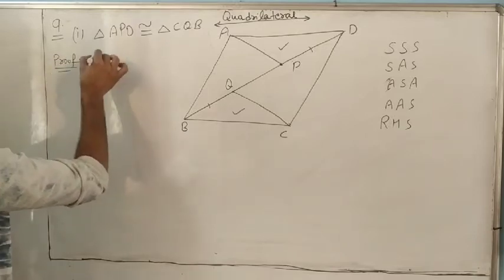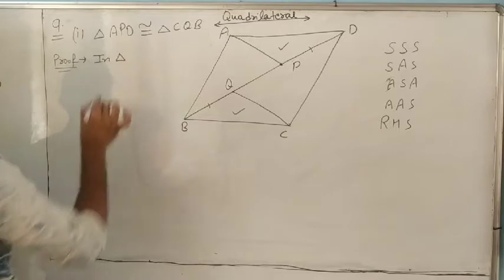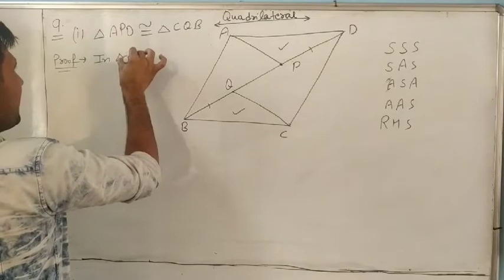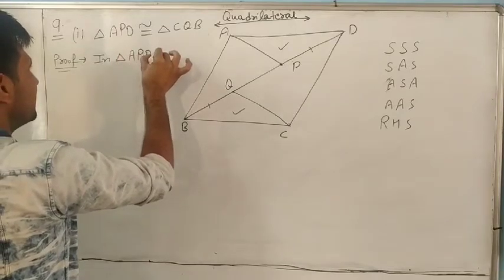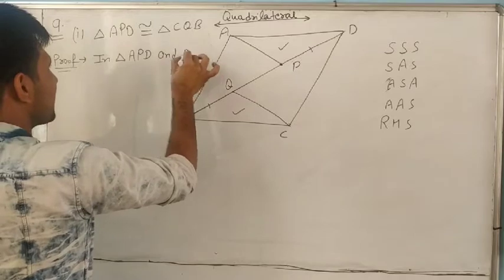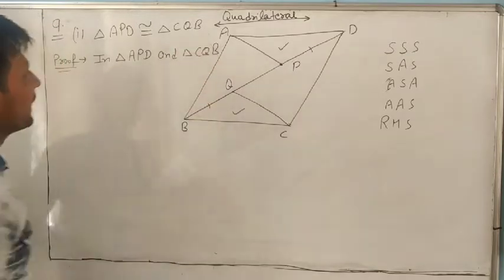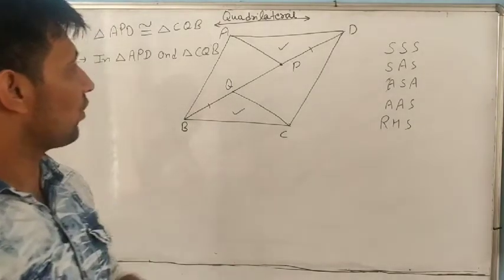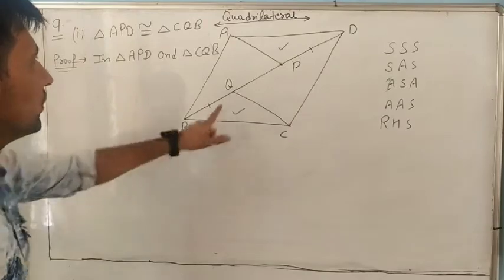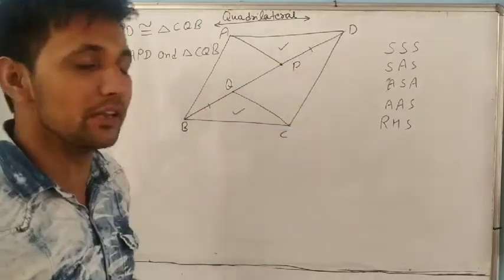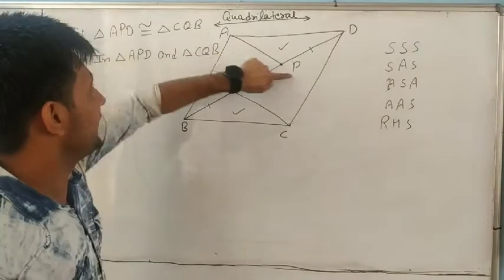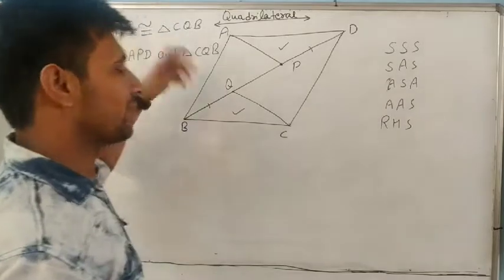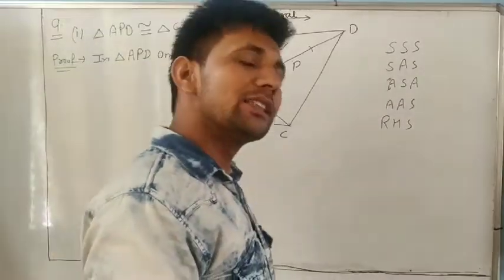For the first part, write: in triangle APD and triangle CQB, the triangles we want to prove congruent, we will take them. And tell me, what is given in the question? It is already given BQ equal to PD. Read everyone: P and Q are points on diagonal BD and BQ equal to PD, already given.